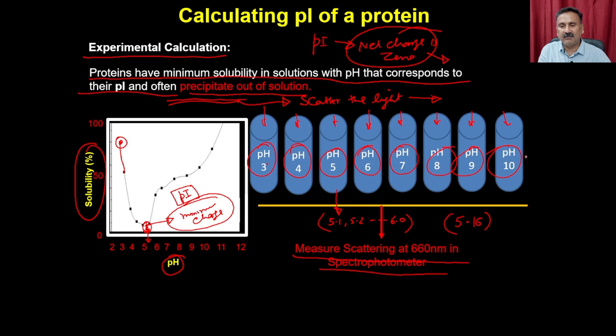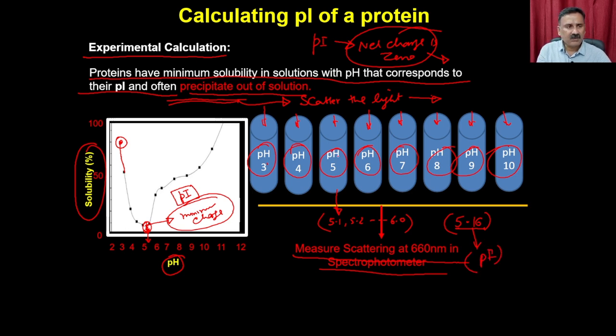So that's the way you have to do it, right? Initially, you have to start with the broader range. When you see that the precipitate is maximum between 5 and 6, then you can prepare buffers in finer steps, and you will know that at 5.16 the precipitate is maximum. This means this is going to be the pI value of this particular protein.